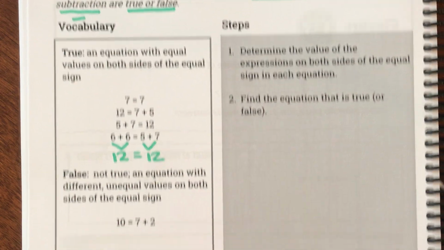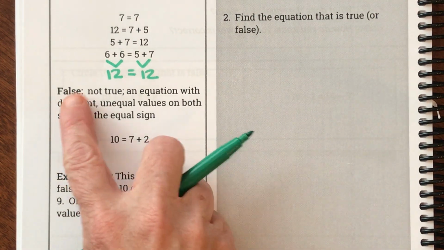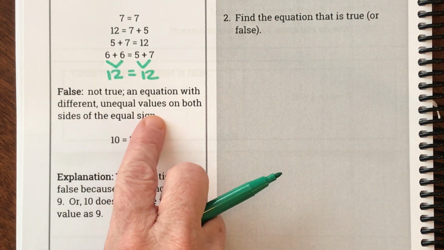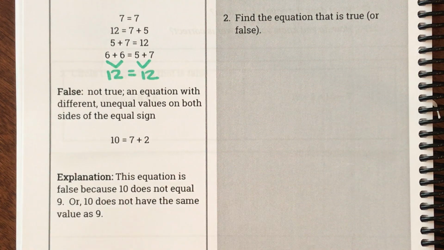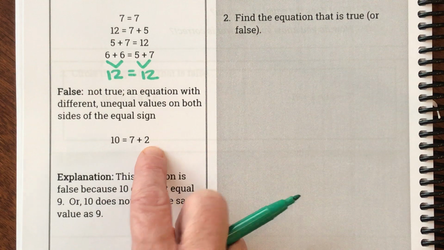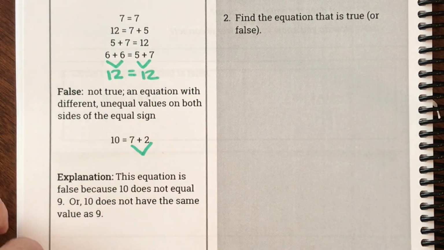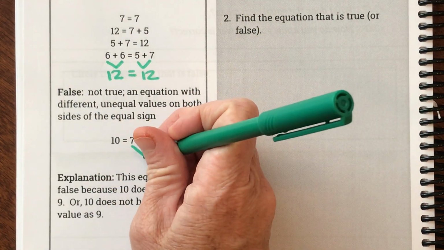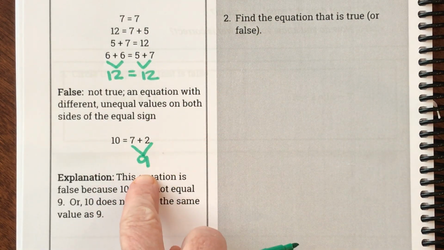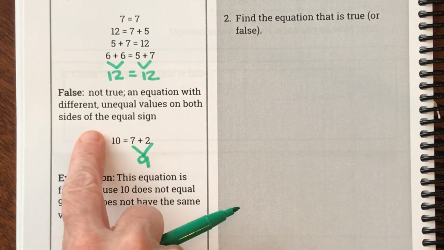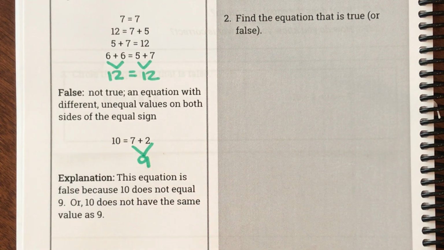Okay, let's look at an example of a false equation. This false says not true. An equation with different or unequal values on both sides of the equal sign. So on this side we have a 10, and on this side we have a 7 plus 2. So let's see what 7 plus 2 is. 7, 8, 9. So 7 plus 2 is 9. So does 10 equal 9? No, boys and girls, that's not true. That's a false statement. 10 does not equal 9. So we are going to call those false statements.